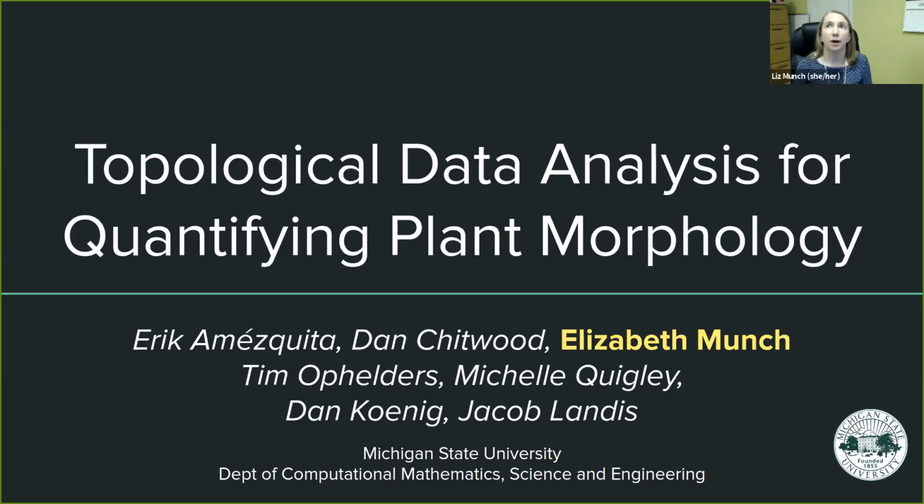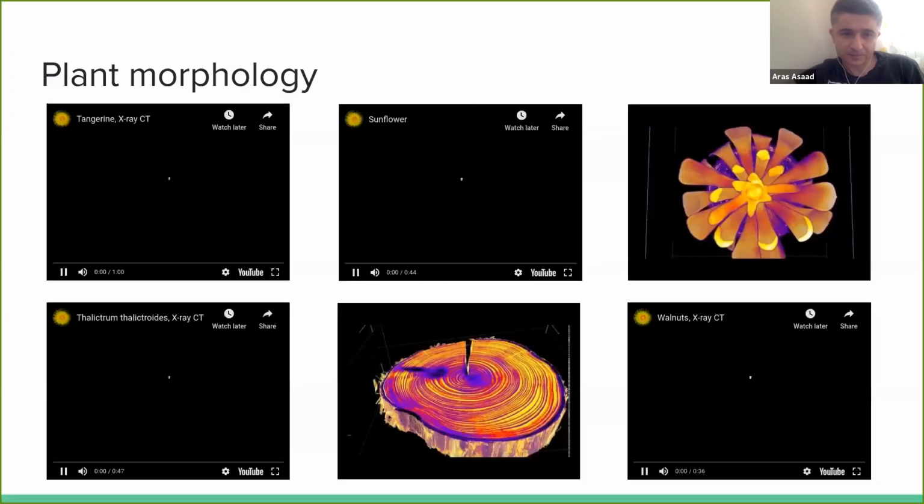And so the particular project I'm going to talk about involves a lot of people, which is always going to be true of any truly applied project. So I am one of many. This is a collaboration with Dan Chitwood, who's at MSU in horticulture, and our student Eric Amaskita, and some other members of our groups, and some collaborators that were kind enough to share some data. All right, so let's talk about plants.